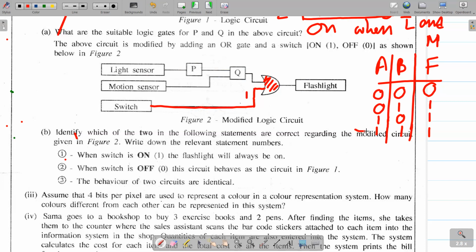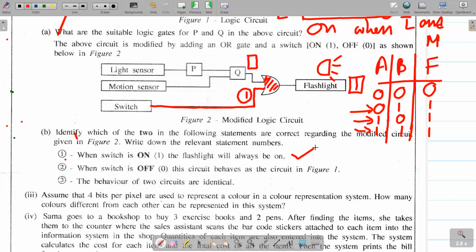Right? Because each and every row has at least 1 in here. So that means if you are receiving 1 from here, it doesn't matter what you are going to receive from here. It doesn't matter if it is a 1 or a 0. It always provides you 1. That means the flashlight is on. So the first statement is correct.